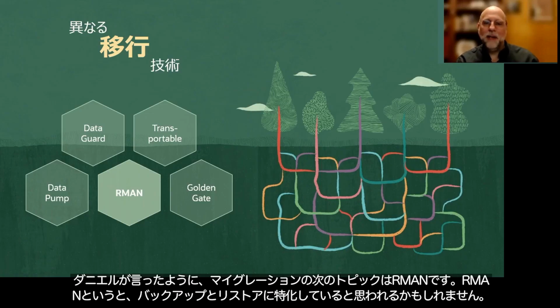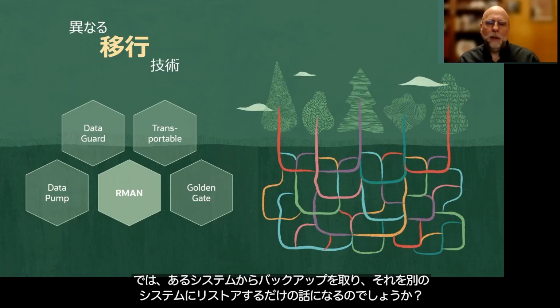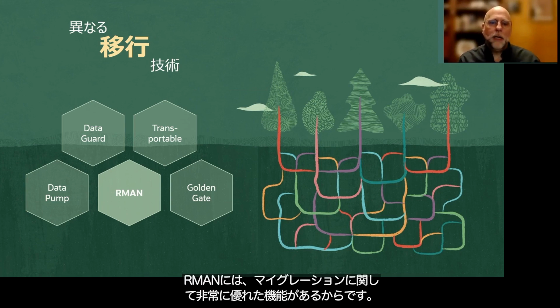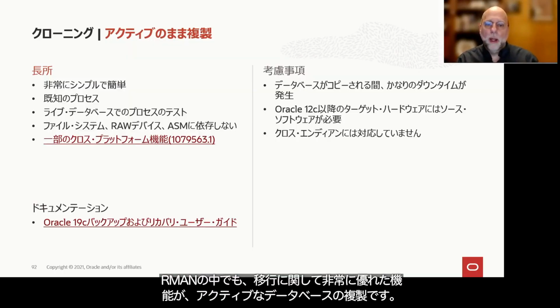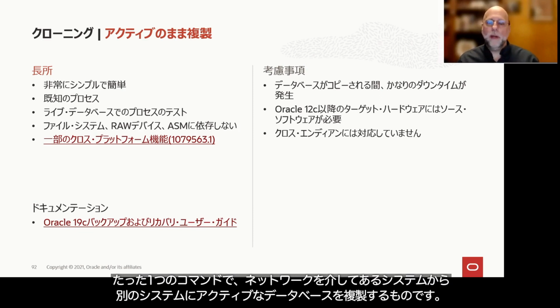As Daniel said, the next topic in migration is RMAN. And you might think of RMAN as being more about just backup and restore. So are we going to talk about just backing up from one system and restoring onto another? No, we're actually going to get a little more innovative than that, because RMAN has some really cool features when it comes to migration. And probably the coolest of those is duplicating an active database, cloning an active database from one system to another over the network with just a single command.